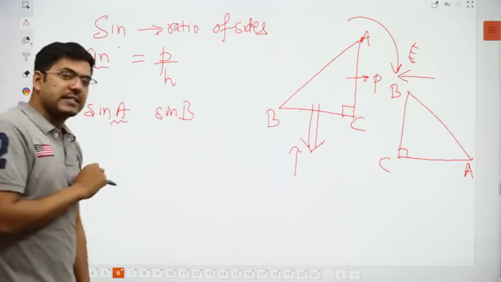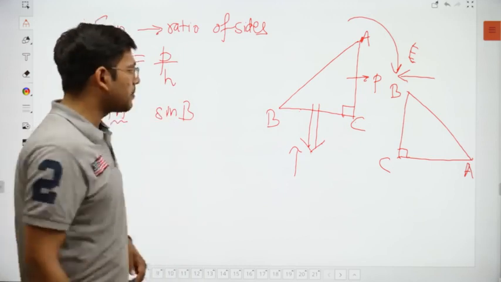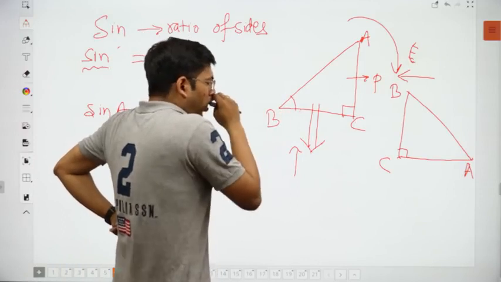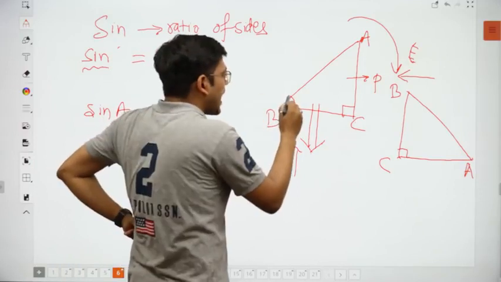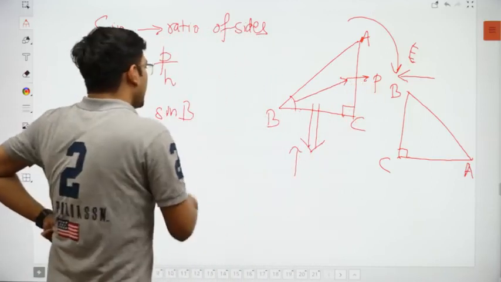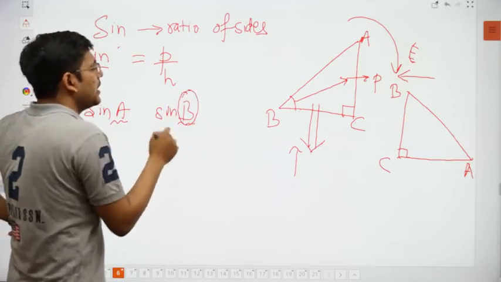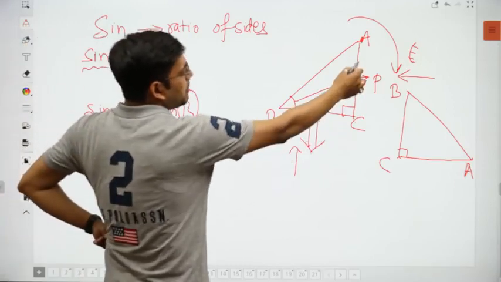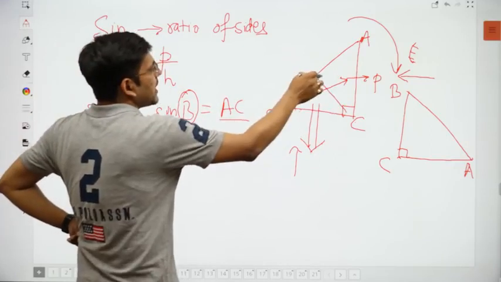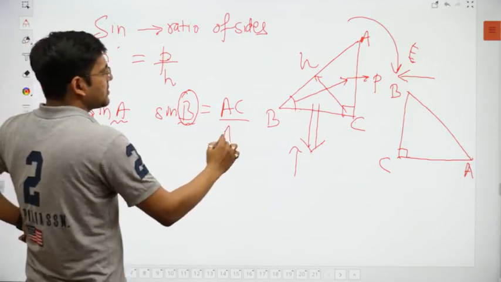This A tells me which side is going to be the perpendicular or the base. Now let me tell you how. Always remember one thing: the angle which is in consideration, that angle's opposite side will always be the perpendicular. If I am considering sine B, meaning the angle in consideration is angle B, then the perpendicular side would be AC. So this will be AC upon hypotenuse. The hypotenuse is always the side opposite to 90 degrees. So it will be AC upon AB.